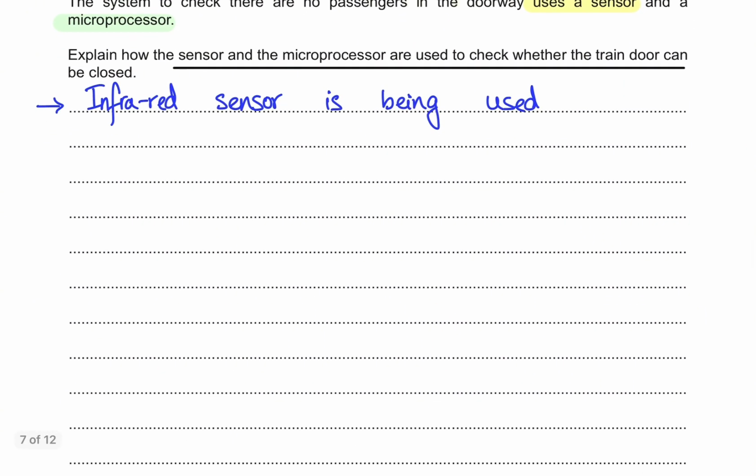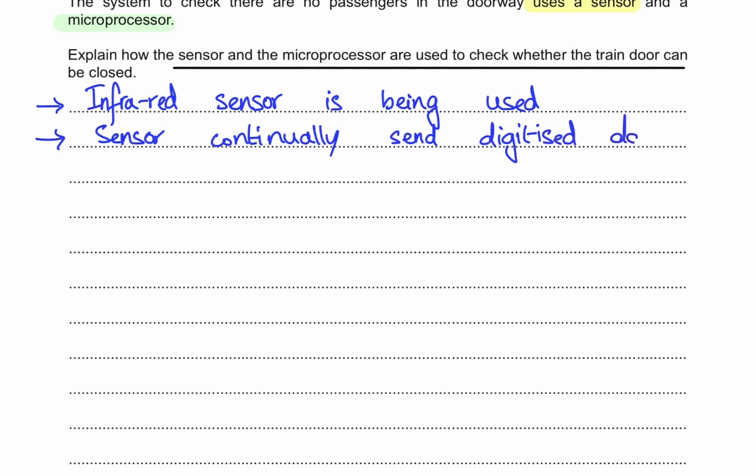What the sensor actually does is that the sensor continually sends data, and that data is in digital form. So you could say digitized. When the data is in digital form, it's known as digitized. Send digitized data to the microprocessor.